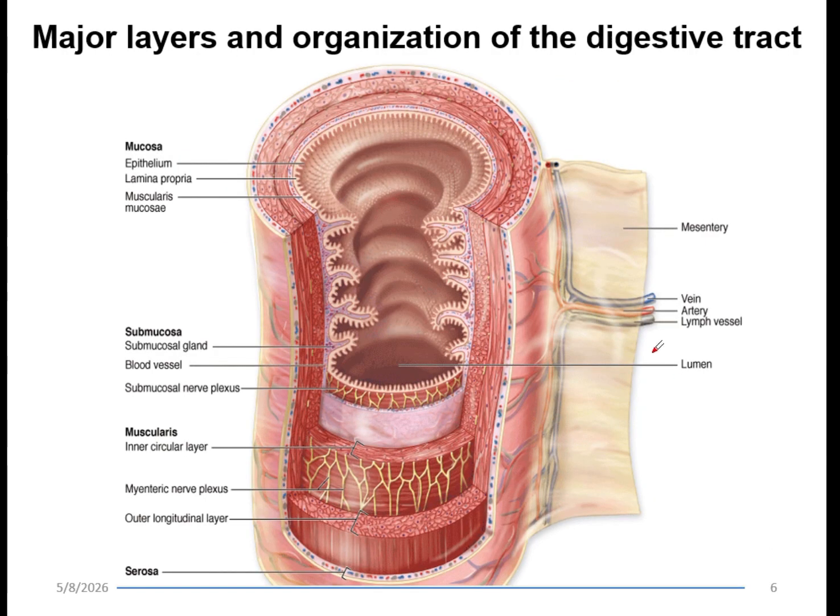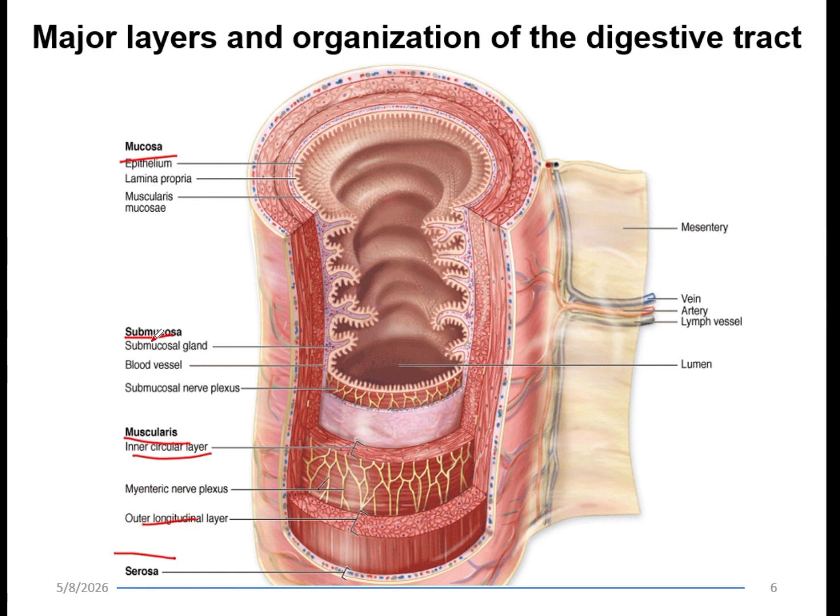Next we can talk about the major layers. Write down the major layers of the digestive tract. As we know, we have 4 layers, right? First is the serosa layer, second is the muscularis layer, third is the submucosal layer, and fourth is the mucosal layer, right? In the muscularis layer we have the inner circular layer and outer longitudinal layer. As we know, outer is longitudinal and inner is circular layer, right?